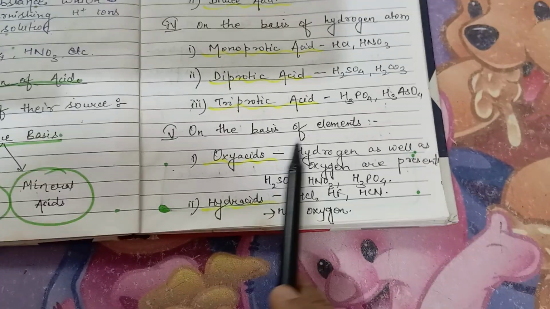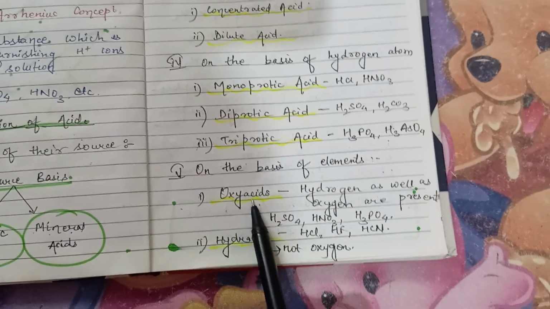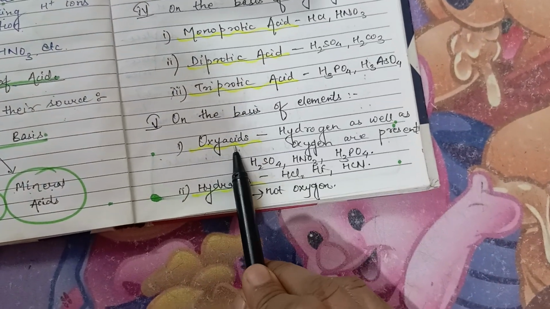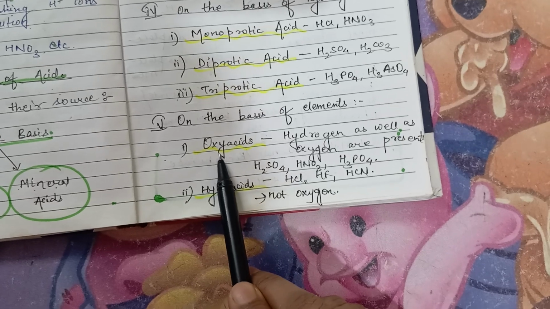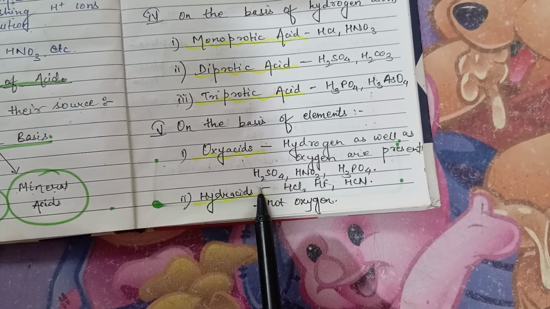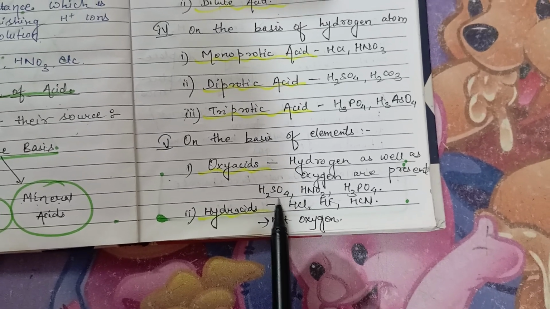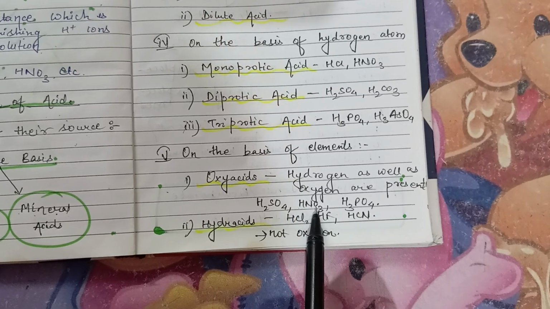Now, on the basis of elements, there are two types of acids. One is oxyacid and the other one is hydroacid. Oxyacid means hydrogen and oxygen both are present in this kind of acid. Take for example H2SO4, hydrogen and oxygen. HNO3, hydrogen and oxygen.